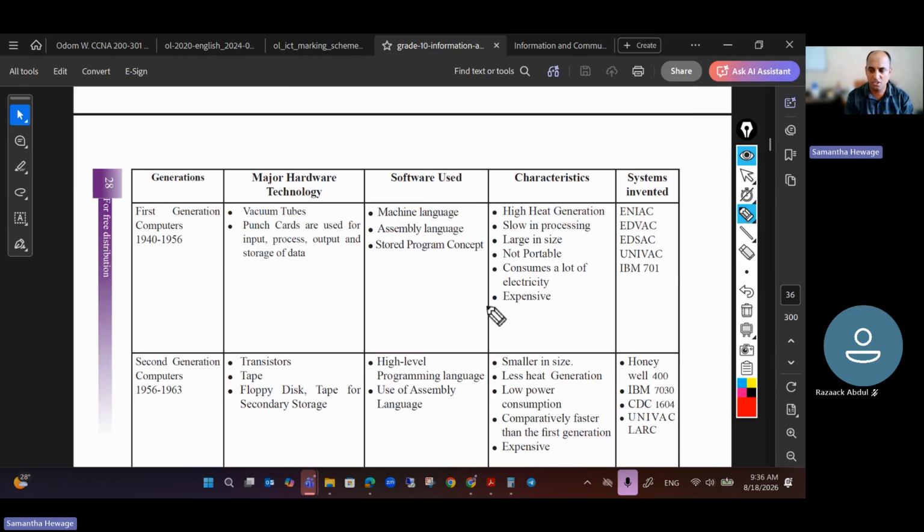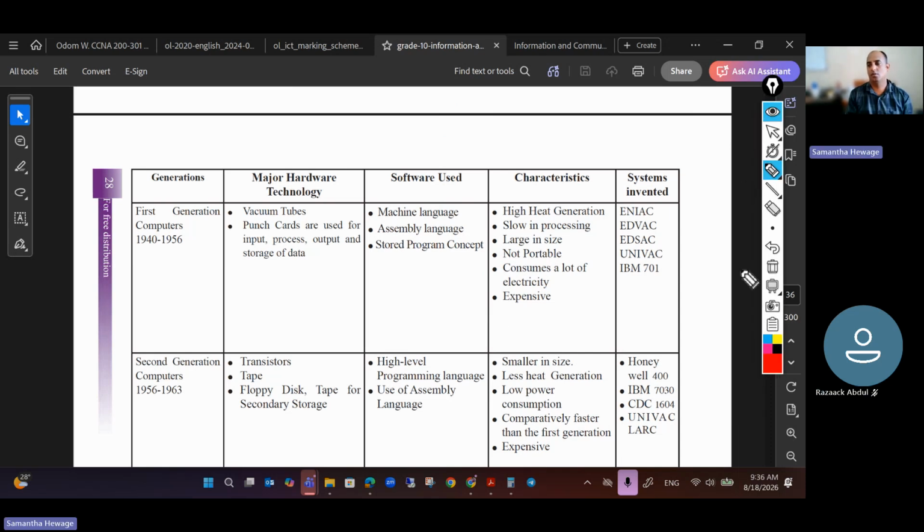In the first generation, what are the main features? I think you can understand this first generation main concept. Am I right? Yes. Okay, very good. Now, in the same generation, you can see high heat generation. Why is there high heat generation? You will understand when I show you some computers.